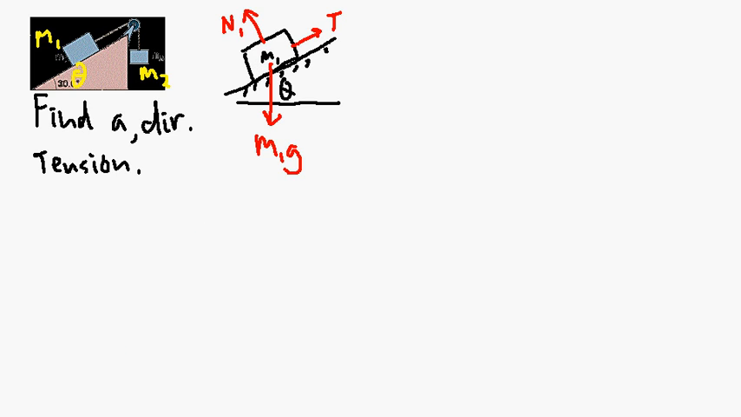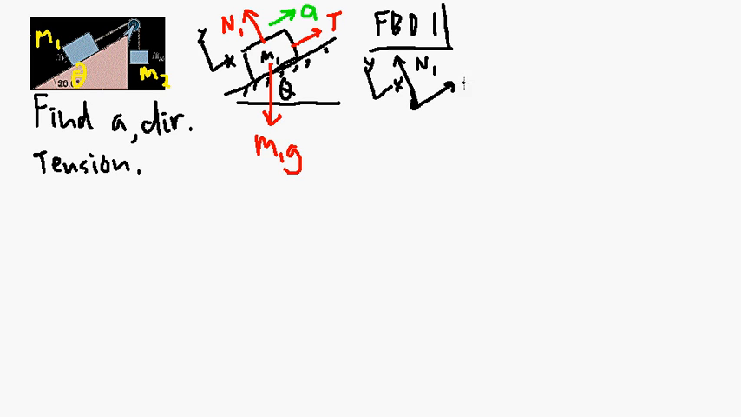Block 1 we're going to say is accelerating up the slope. So I'm going to say acceleration is in positive x because I'm going to define positive x going that way and positive y going up. So let's do our FBD for block 1. We do a little x, y, and there's our dot, and there's our tension, and there's our weight, M1G, and the angle between the weight and the y-axis is theta.